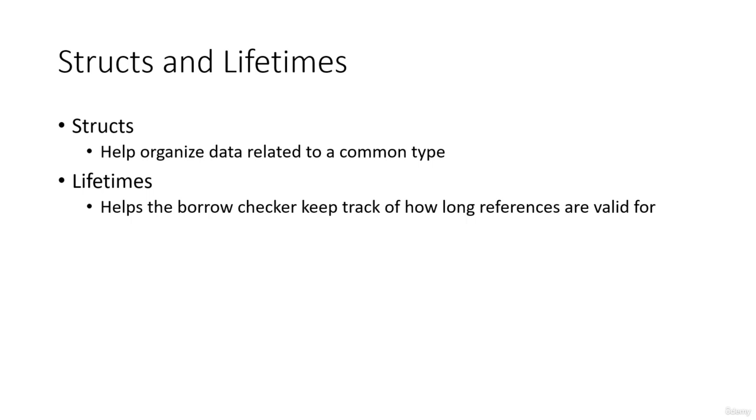And then once we're able to understand some of the Rust principles, we can start getting into a little bit more complex code examples, such as looking at structs and lifetimes. Structs are pretty easy to work with, and it's just going to allow us to organize data related to a common type. And then lifetimes are really important in Rust because it's going to allow the borrow checker to keep track of how long references are valid for. And this is going to allow the compiler to make sure that we don't have memory issues such as dangling references.